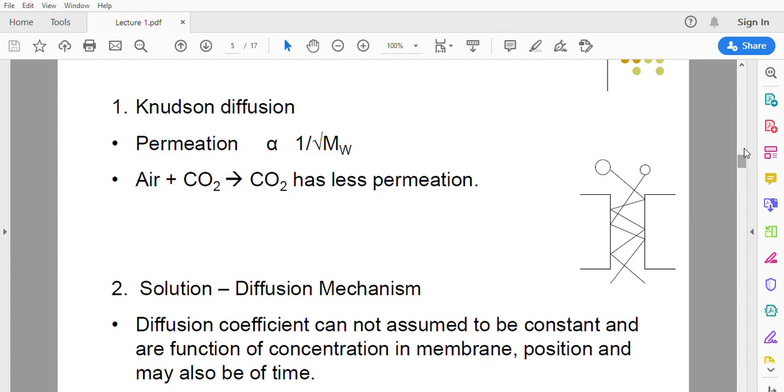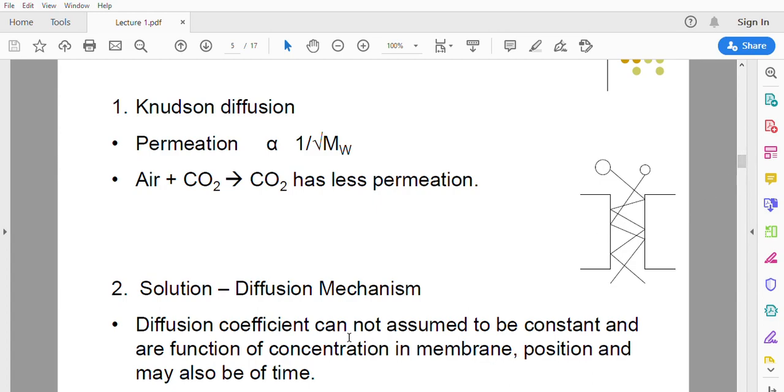Generally, in the solution diffusion model, we assume that the membrane is non-porous. Pores are not present in the membrane, and diffusion occurs due to the free volume theory, and absorption occurs. Generally, we use Henry's law for absorption. So we will discuss it later.